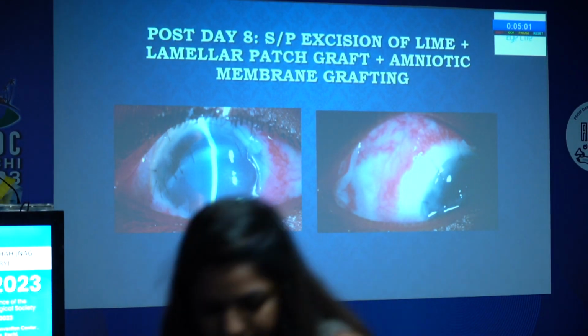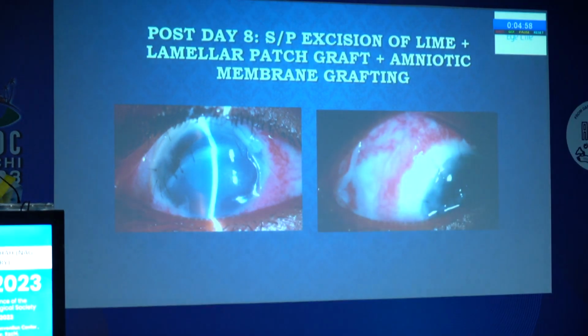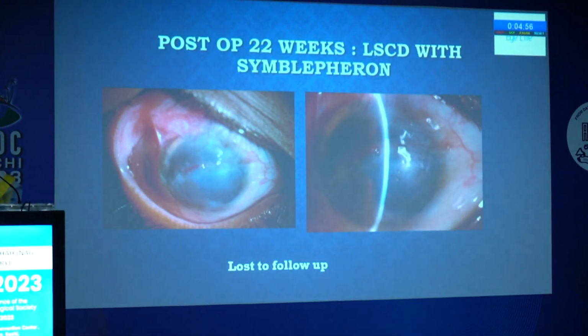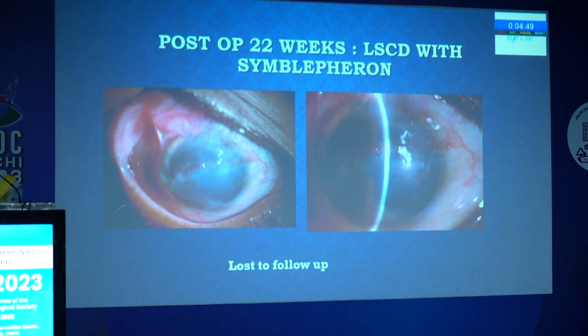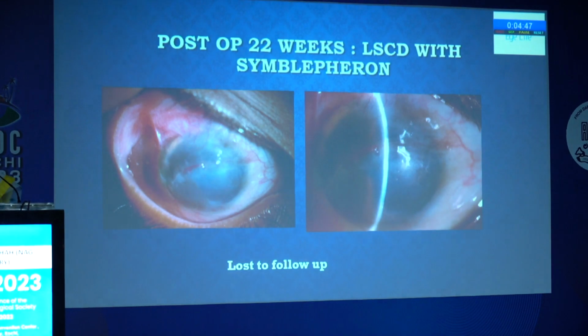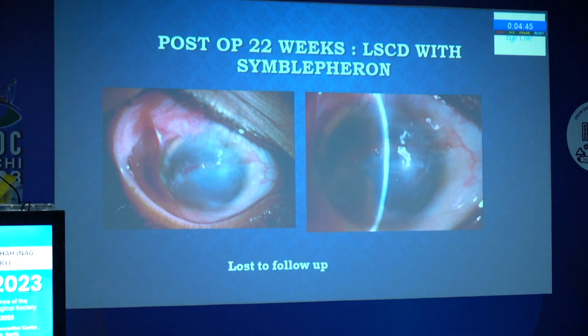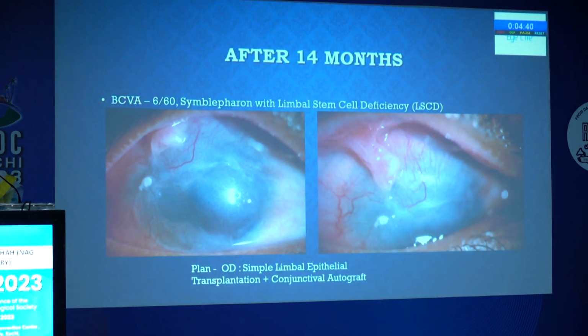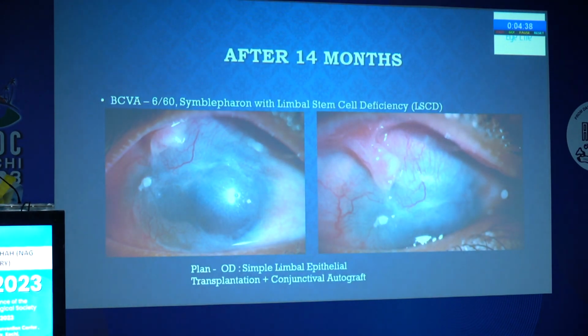This is the photograph 8 days post surgery, and this is after about 22 weeks. We see a good surface, but there is still symblepharon and the cornea is hazy. Unfortunately, this child was lost to follow-up after this visit, and she presented back after more than 1 year. Her best corrected visual acuity was 6/60, and there was this hazy cornea, limbal stem cell deficiency, and also a large symblepharon involving the superior fornix.